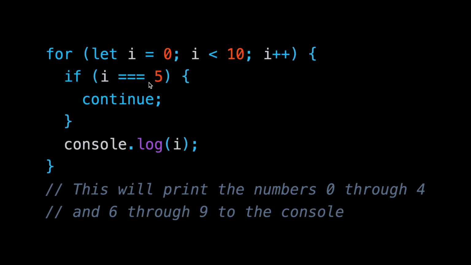So this is very similar, except now when i equals 5, we're not going to break, we're going to continue. Continue means to jump to the next iteration of the loop without running any more code within that loop. So in this case, it's going to print the numbers 0 through 4, but when it gets to the 5, it's going to automatically jump to the end of the loop and not run this console.log again, and then it's going to print the numbers 6 through 9 to the console.